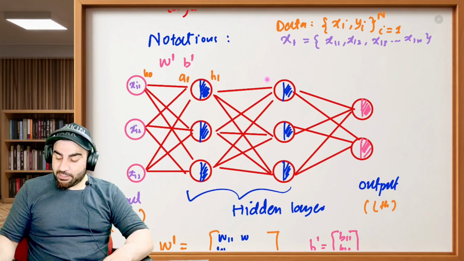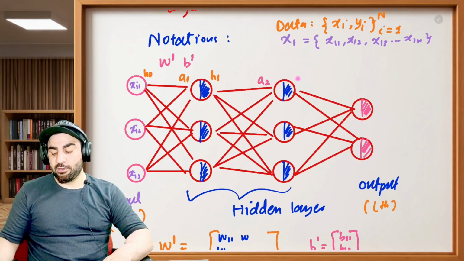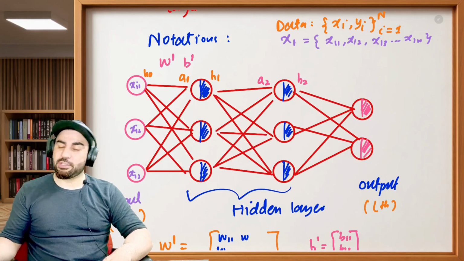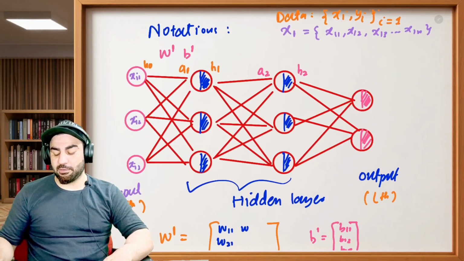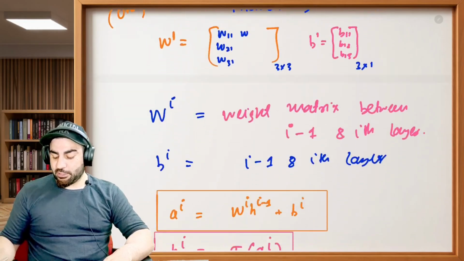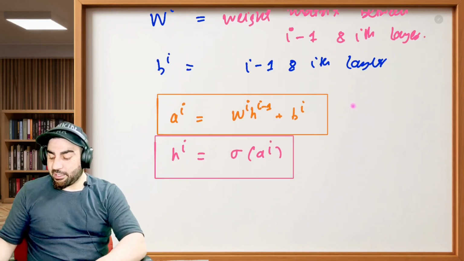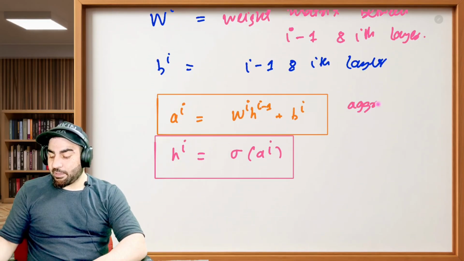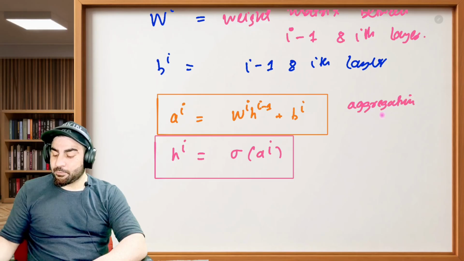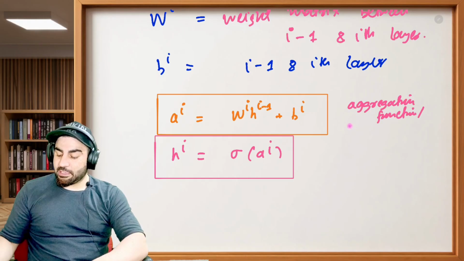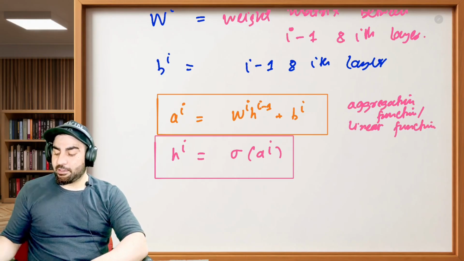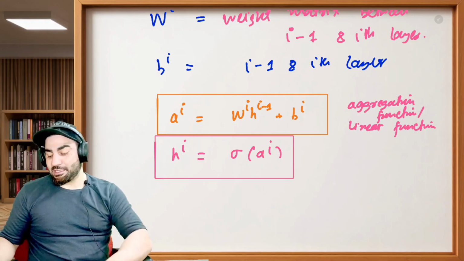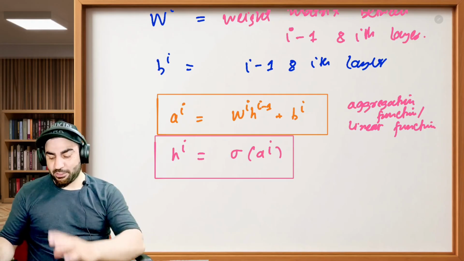And now if you see this, this will be A2. Okay, and then this will be H2. H2 is after you apply an activation function on this A2. So that's how I wrote over there. So this is our aggregation function, or this you can usually see in the books. Sometimes it's written as, this is our linear function, or sometimes it's written as affine transformation. Okay, so this is affine transformation.